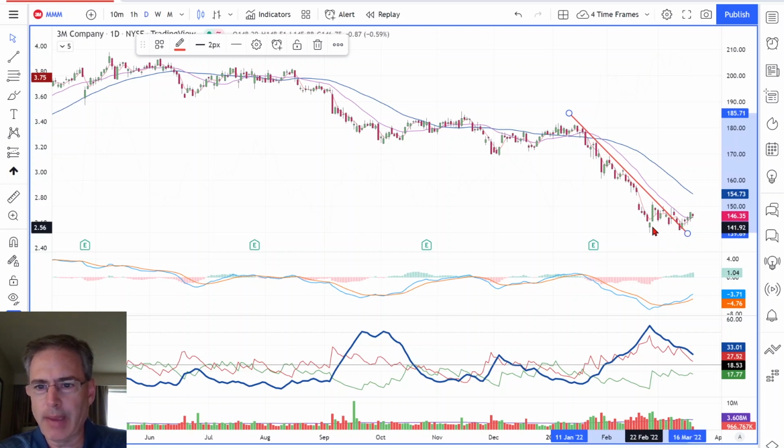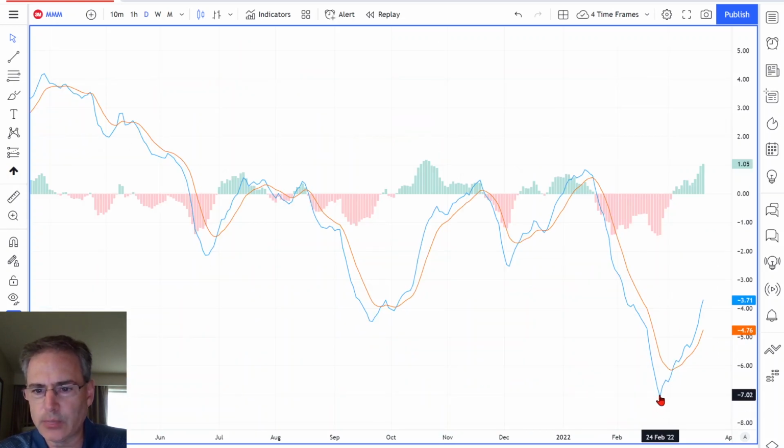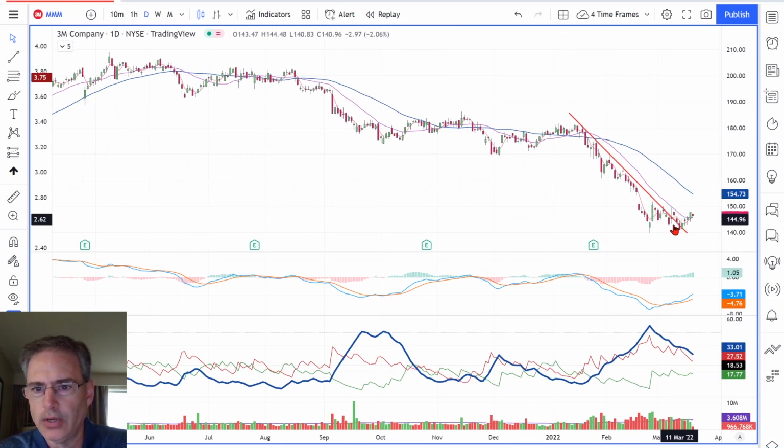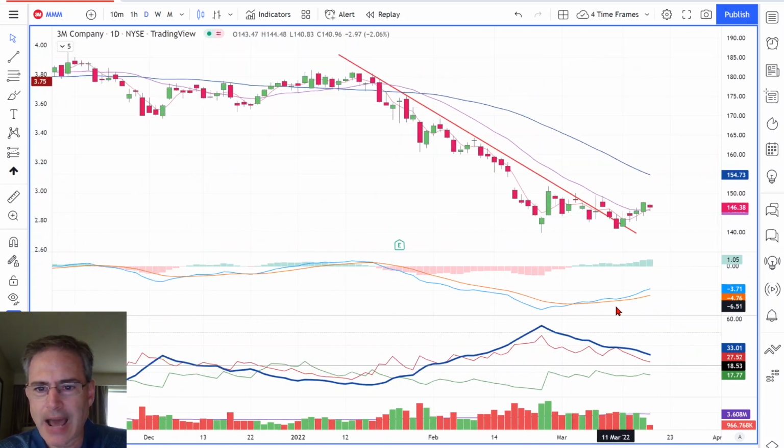And then we came back and tested that line. And in the process of doing that, we came down, and look, that's basically a double bottom in price. But look at what MACD did. Look at the difference between this low and the low where price made a low. So if you go back to that level, MACD is making a significantly higher bottom. So I would consider that to be divergence.